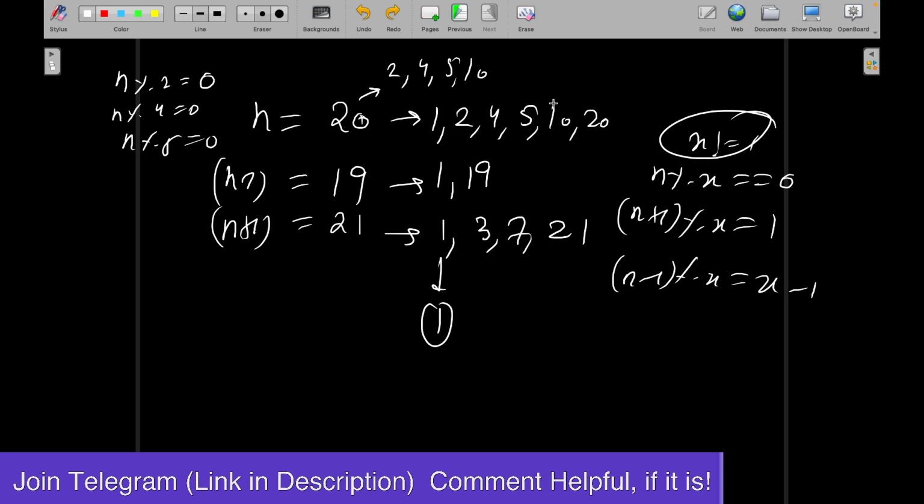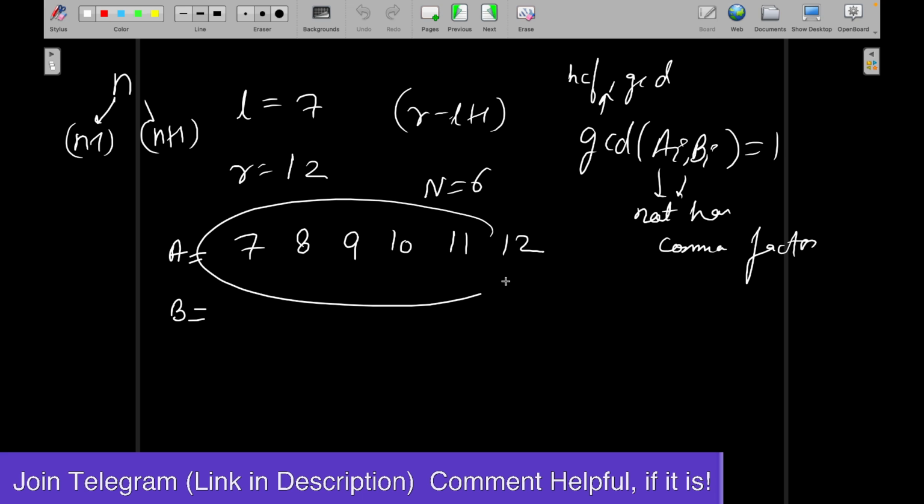This was the observation. So if you have to map them, just map them on the basis of this value. If there is a number, either make it n plus 1 or n minus 1. For example, 7 you can map either with 6 or with 8. Their GCD will always be 1.